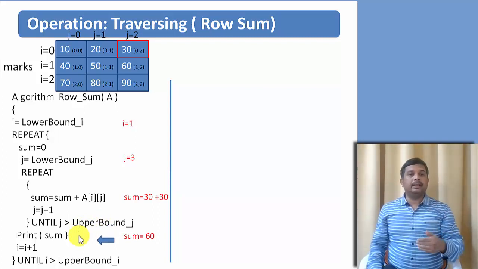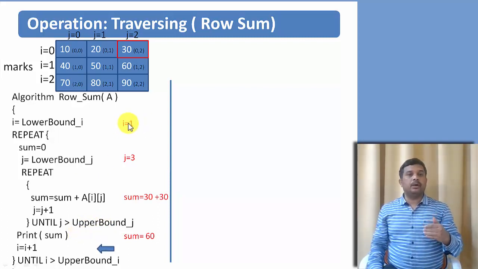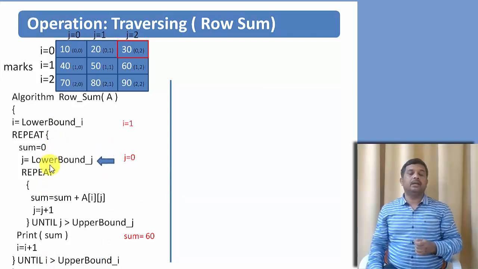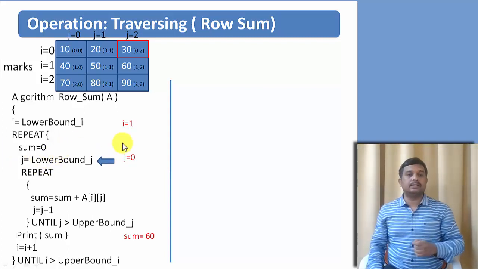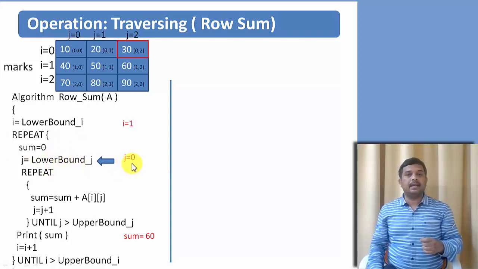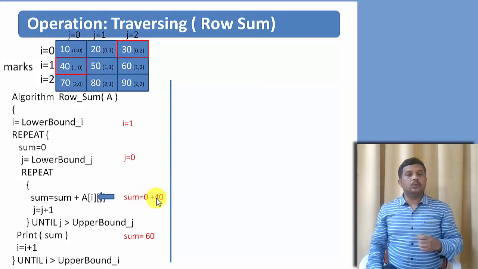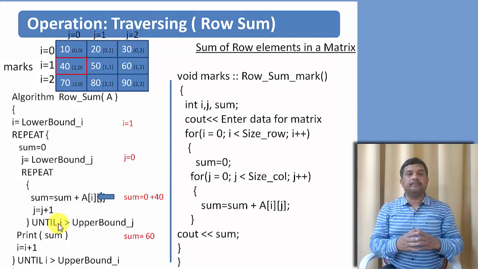Again i is being incremented by 1. Now i value is 1 and we'll check with the upper bound of i. Now it is not satisfying the exit condition, so we'll repeat this outer loop. Again we will be taking sum equal to 0, and here j becomes 0 because j's lower bound is 0. So we are accessing an element which is this one, that is the a[1][0] value. So here the value becomes sum equal to 0 plus 40. In this way we will be traversing each and every element to find it.